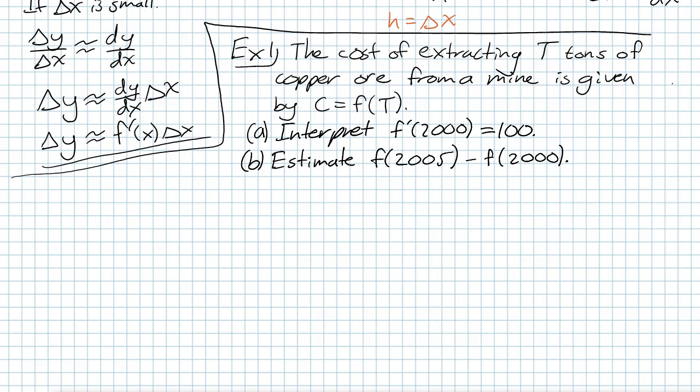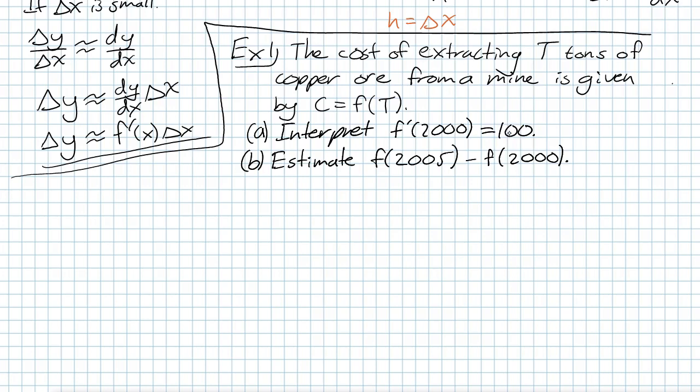So here's a good example you should try to do. This function f tells you the cost, C, of extracting T tons of copper ore from a mine. This is useful in case you're ever running a copper mine or any other kind of business where you have some kind of cost function like this. Part A, write a sentence about what the numbers 2,000 and 100 have to do with the copper mine.